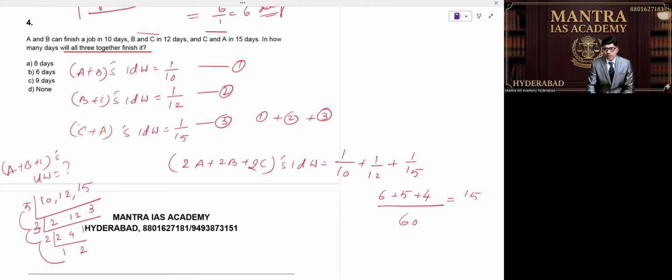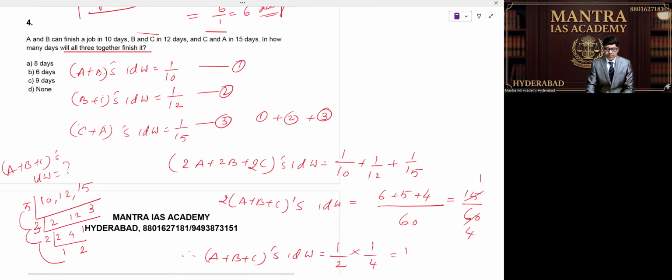Now, in this case, for 2A, 2B, 2C, I'll take 2 as common. 2 of A plus B plus C's one day's work is equal to this one, 15 ones are and 15 fours are. Therefore, A plus B plus C's one day's work is 1 by 2 into 1 by 4, as this 2 comes to the right side in the denominator. This is 1 by 8. A plus B plus C's one day's work is 1 by 8.